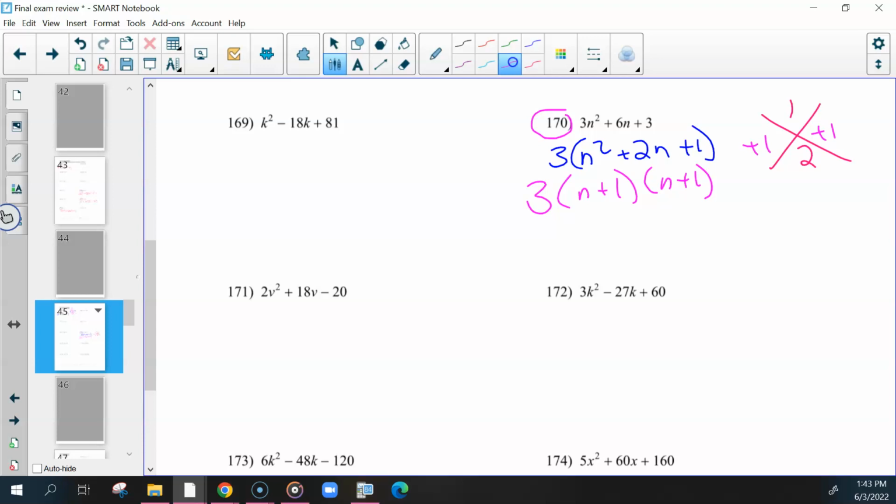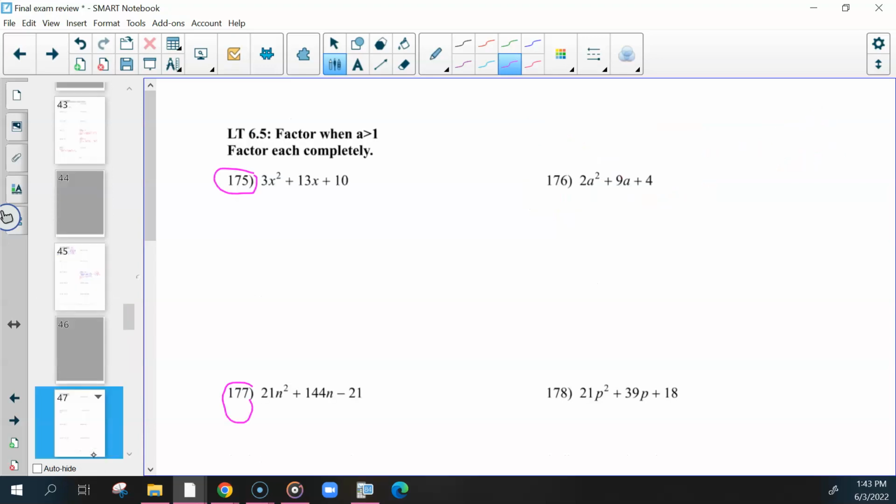Are there any others on this page we want to see or go over? Last factoring objective, when a does not equal 1.